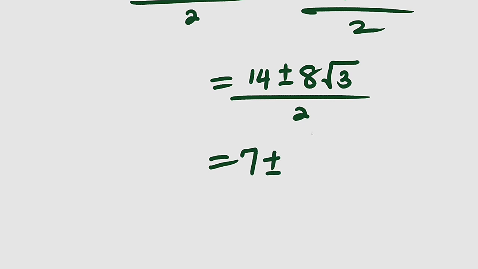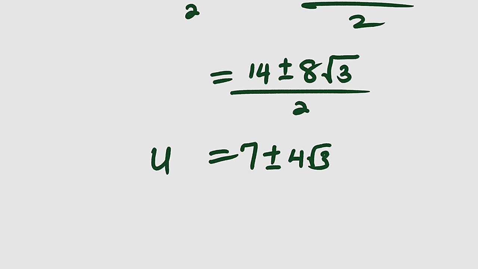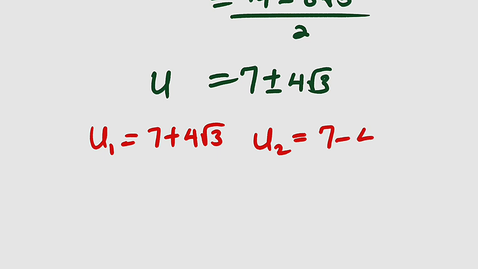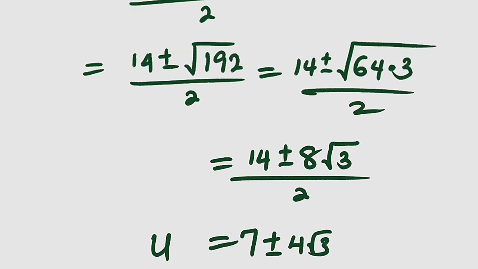Plus or minus 8 divided by 2 is 4, then root 3. So this is the value of u, which we can split into u1 and u2. u1 equals 7 plus 4 root 3, then u2 equals 7 minus 4 root 3. Let us back substitute. What is the value of u?